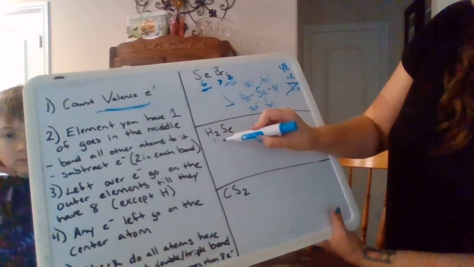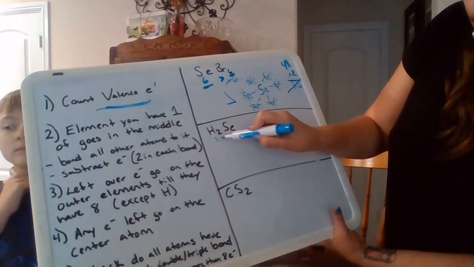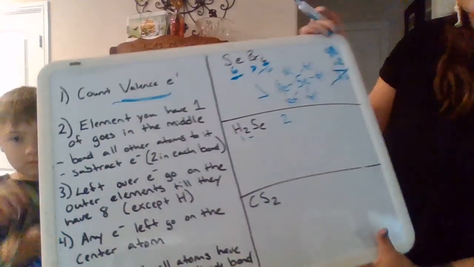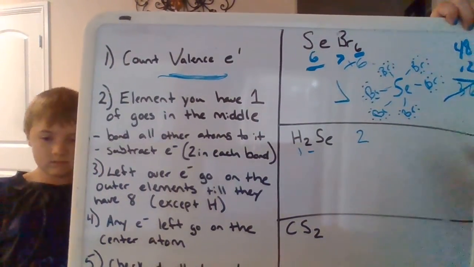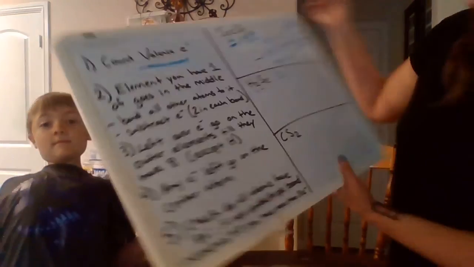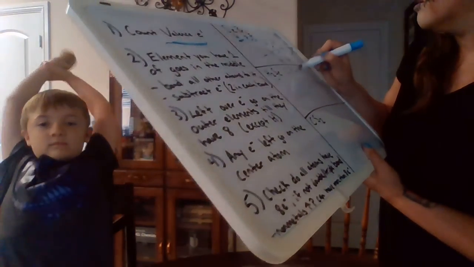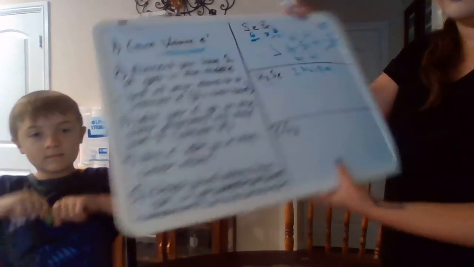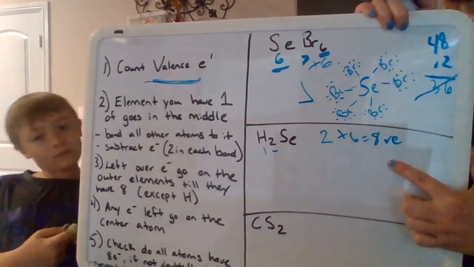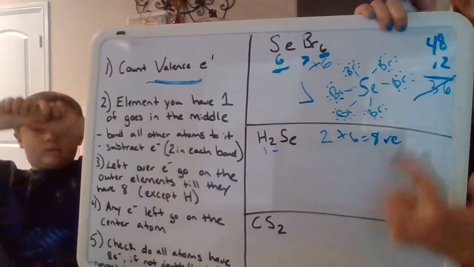So hydrogen is in the first column, so it has 1, but there's 2 hydrogens, it's H2. So that's gonna be 2 electrons coming from hydrogen. Selenium, we already found out earlier in the last problem, had 6. So it's going to be 2 plus 6, which is 8 valence electrons. So this one has way less. Our last one had 48 to start. This one only has 8. And all I can use is 8.